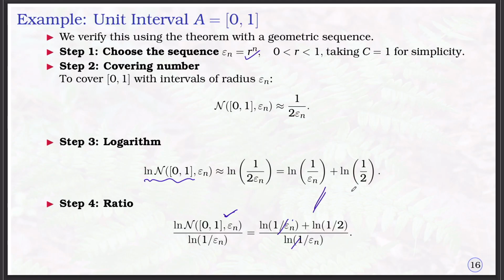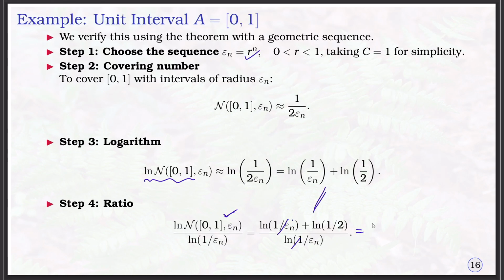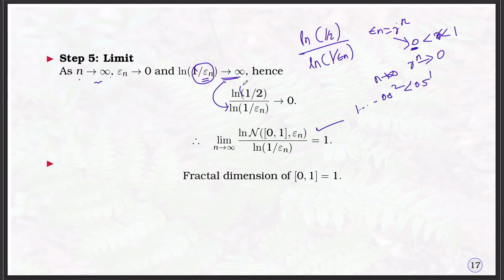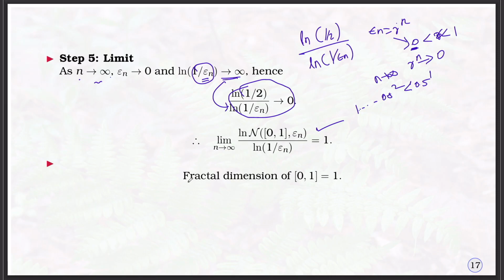So, if this quantity tends to 0, then this can be written as ln of 1 over epsilon n over ln of 1 over epsilon n, plus ln of 1 by 2 over ln of 1 over epsilon n. Now, from here this quantity tends to 0, that means this quantity equals 0, then this quantity equals 1. So, as the limit n tends to infinity, this term converges to 1. So, the fractal dimension of the closed interval 0 comma 1 is 1.